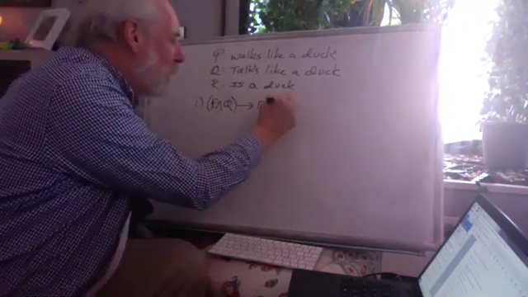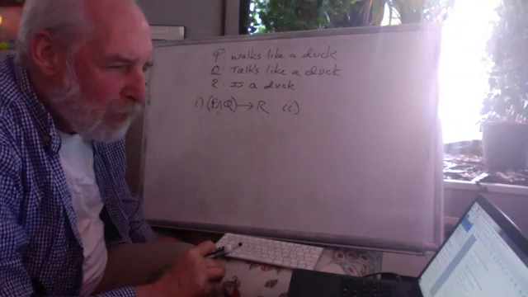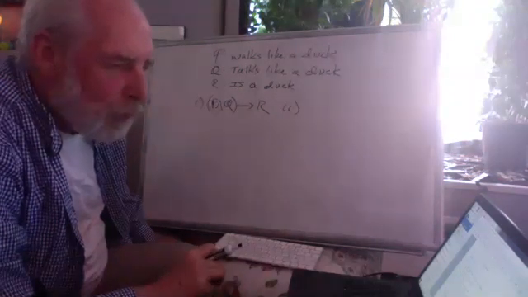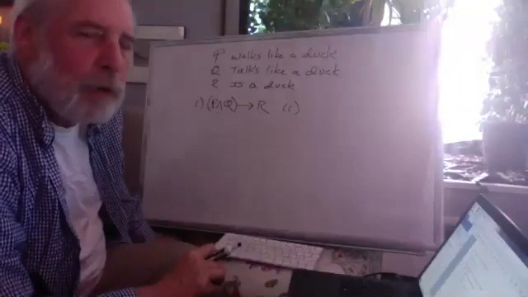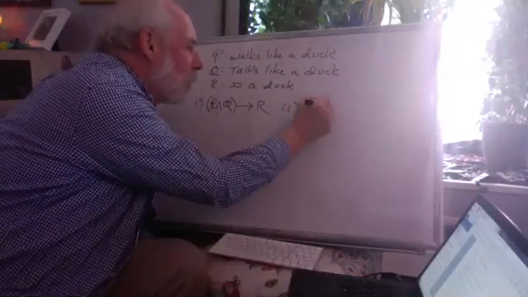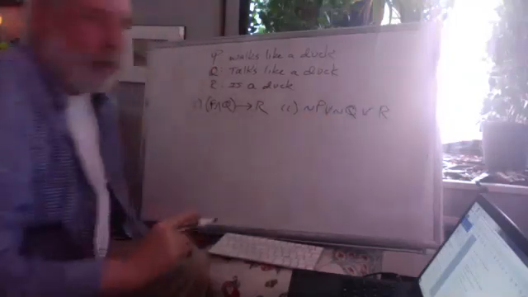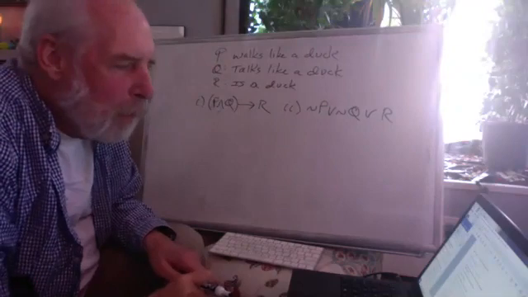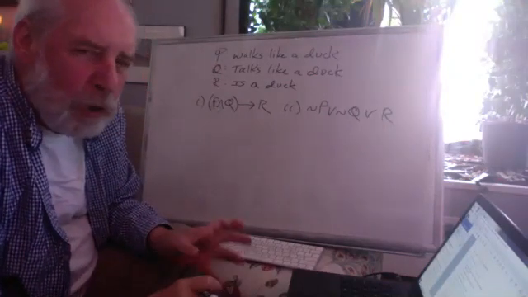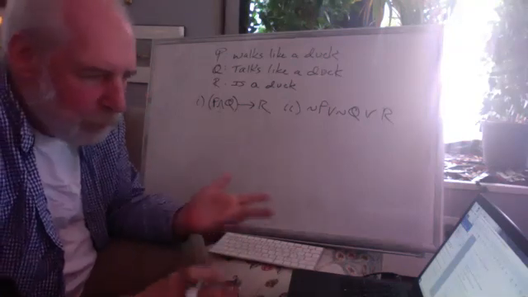And then we have the second statement, which is either it does not walk like a duck or does not talk like a duck, or it is a duck. So Robert, how did you do that one? I had not P or not Q or R. Okay, so not P or not Q or R. And that's a correct version of that. So that word either is almost extra. That sentence would still say the same thing with or without the word either.